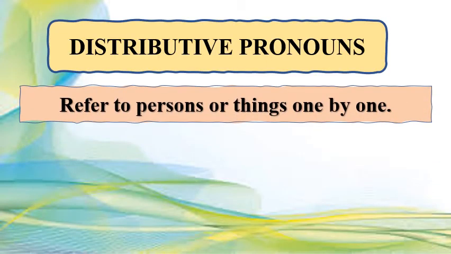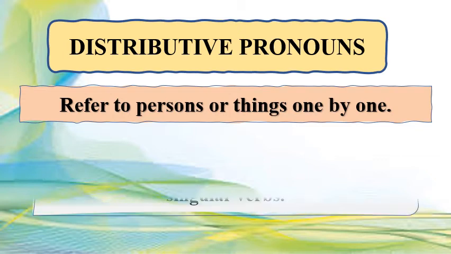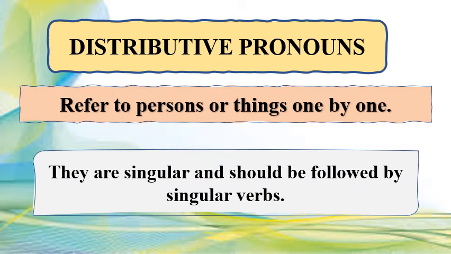Distributive pronouns. What are distributive pronouns? By the word you can say we have distributed one by one, in a sequence or in numbers. It refers to a person or a thing one by one. Actually, it is used for individuals or objects, referring to them one at a time. Now they are singular and should be followed by singular verbs. "Is" is a singular verb, "are" is not at all a singular one. So they must be followed by a singular verb. We have an example with us.